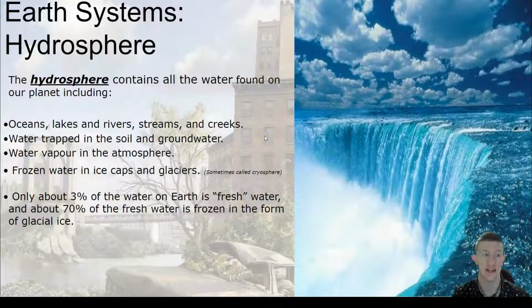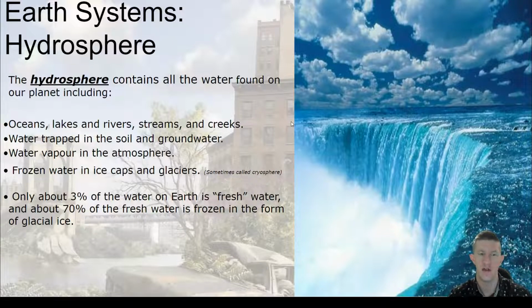This includes things like the lakes, the oceans, rivers, streams, and creeks, and any of the water that's trapped underground or in the groundwater. It also includes water vapor that's in the atmosphere once it's evaporated. Frozen water in the ice caps and the glaciers are also part of the hydrosphere, and this is sometimes referred to as the cryosphere, as in the frozen component of the hydrosphere. But for our content, we're just considering it as part of the hydrosphere.